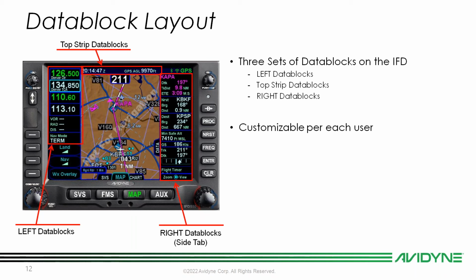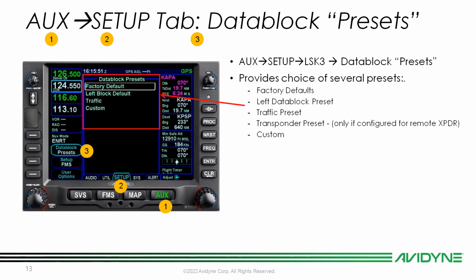And I want to say there's 14 total that you can set at any one time. And of course, your right side data blocks are scrollable if you do choose to have that many data blocks set up at any given time.